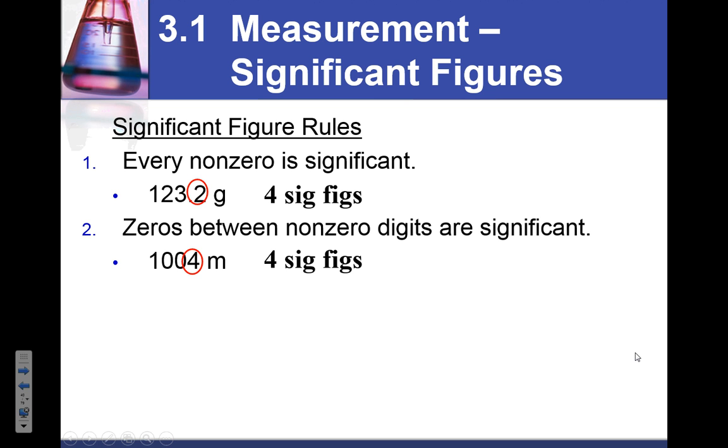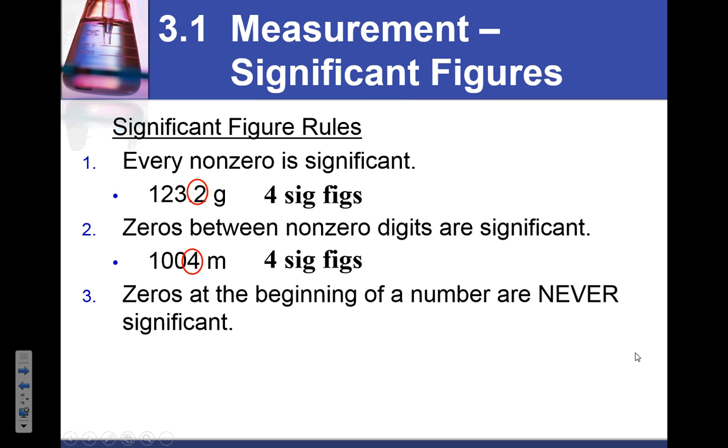Now, next we can also have zeros at the beginning of a number. Zeros at the beginning of a number are never, capital N-E-V-E-R, never significant. So these are the ones that we just never count. So if I write 0.01 grams, obviously that first zero before the decimal point, you don't even have to write it there if you don't want to. So obviously that is a non-significant digit.